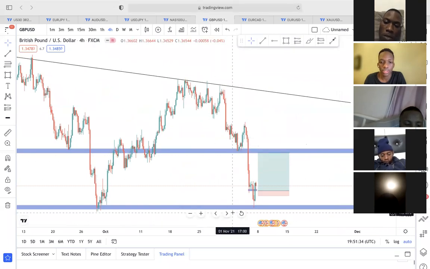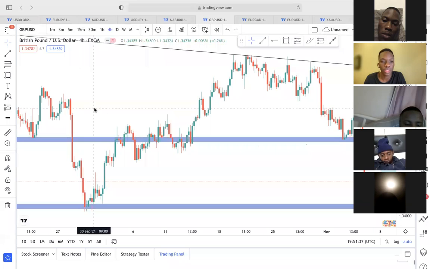So this low over here. That's GBPUSD. I'm also going to send it out. Buys are also valid there.